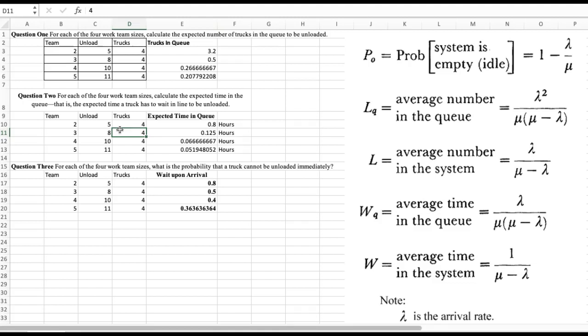All right, so for question 1, what we're trying to do here is to find out the expected number of trucks in the queue to be unloaded. So in doing that, our first equation over here is the average number in the queue. We're going to take 4, because that is our queue number, and take it to the power of 2, and that would be our 16. And then we take 5 times (5 minus 4), and come out with 16 over 5, which would give us 3.2.